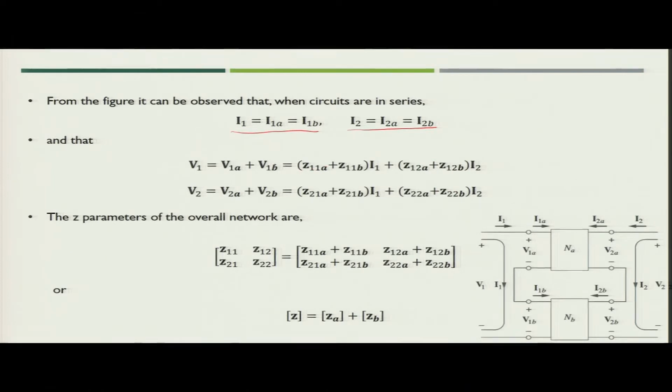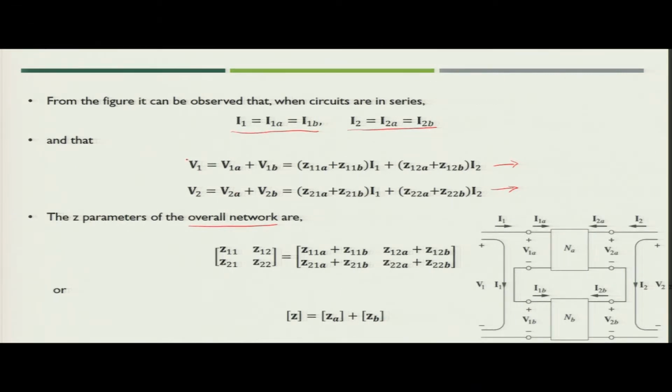We can write that V1A plus V1B is nothing but (Z11A plus Z11B) into I1 plus (Z12A plus Z12B) into I2. Similarly, V2 we can write as (Z21A plus Z21B) into I1 plus (Z22A plus Z22B) into I2. So now if you see these two equations, what you can write? You can write, if Z11, Z12, Z21, Z22 are the Z parameters of the overall network.